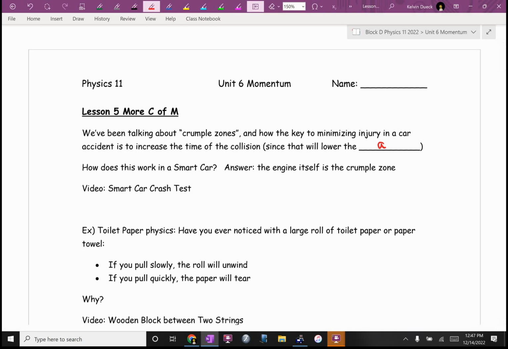How many of you see those little smart cars, the ones that are really, really tiny driving around? You know the ones I'm talking about? How much of a crumple zone can you build there? The engineers who designed it, now there's other issues with smart cars. I think they've had some quality control issues, but they're an interesting concept. When I first saw them, I was like, boy, I don't know if I want to be in a car accident with that. What they've done is the engine is the crumple zone.